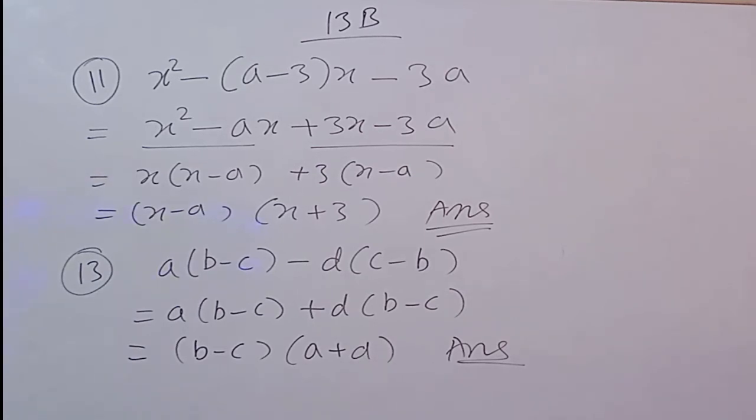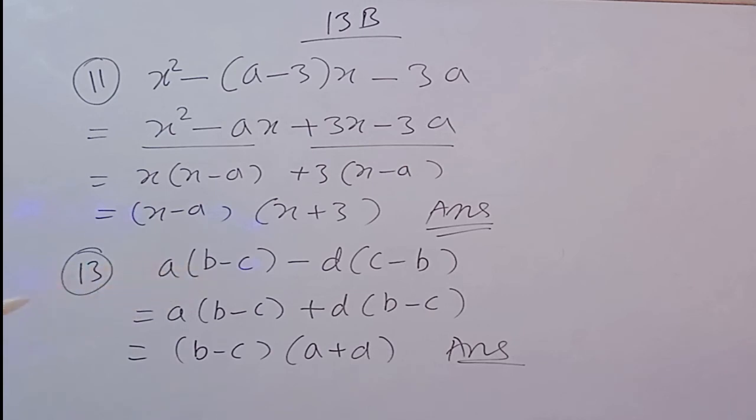Now I am taking question number 13. Question number 13 is that a, b minus c in the bracket, minus d, c minus b in the bracket. So whenever we see the first term, we are having b minus c. In the second term we are having c minus b. First change this sign. So we take minus 1 common. Whenever we take minus 1 common, we are getting plus d, because minus and minus will give plus d, and inside the bracket we are having b minus c.